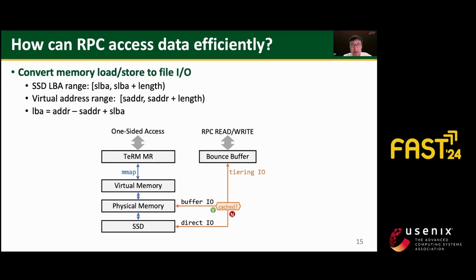When we unmap an SSD by the LBA range, i.e. logic block address range, for example, from SLBA to SLBA plus length, we can get a virtual memory range from SADDR to SADDR plus length. For a given memory address ADDR in the RPC request, TeRM can calculate the LBA on the SSD using the equation here. Then, TeRM can read and write the SSD.